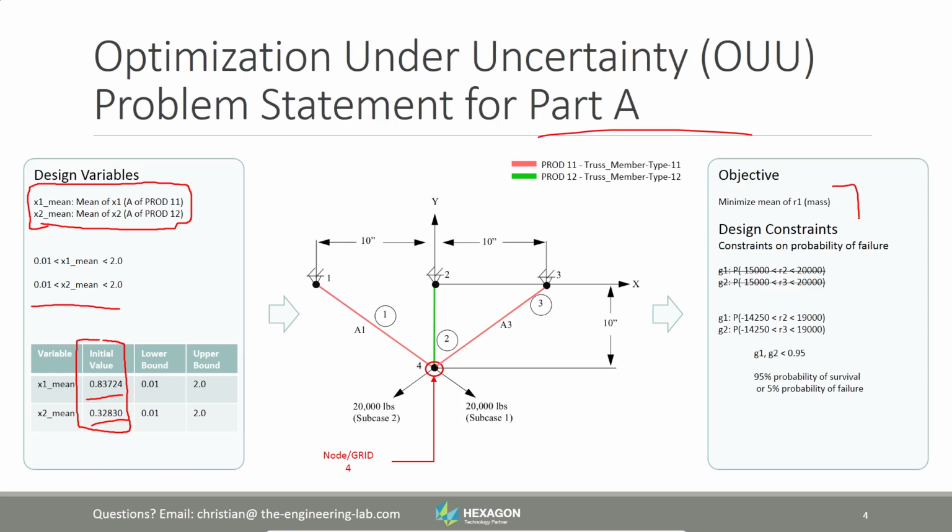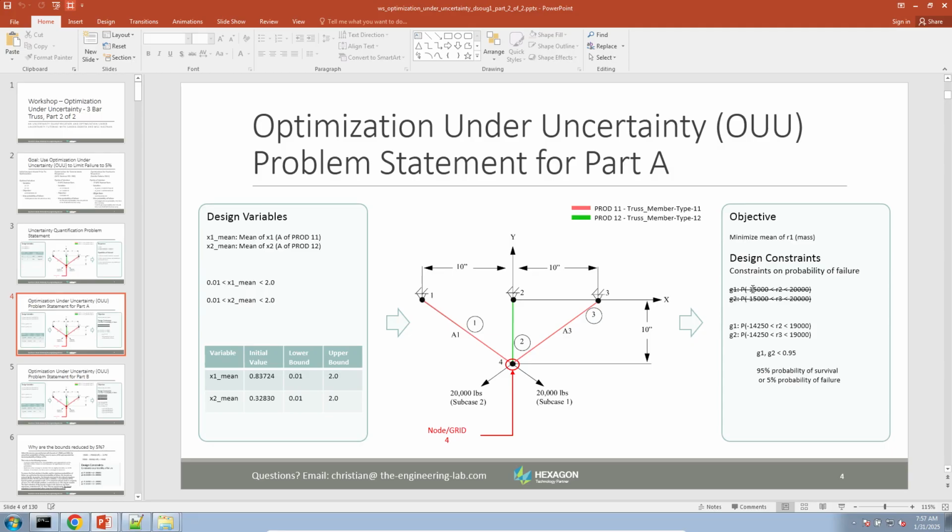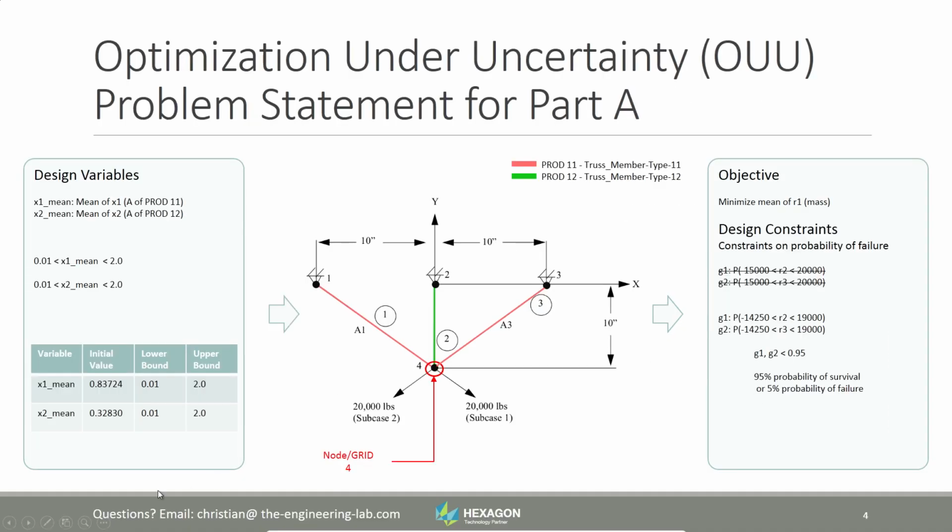Now the objective is going to monitor the average mass or the mean mass. And here we are going to look at the probability of failure, where probability of failure is when it exceeds the limits on the axial stress. So the limits on the axial stress are from negative 15,000 actually. So let's go ahead and edit this PowerPoint document. Oh, it is actually there, but the strike through is hiding it. So here, this would be between negative 15,000 and positive 20,000.